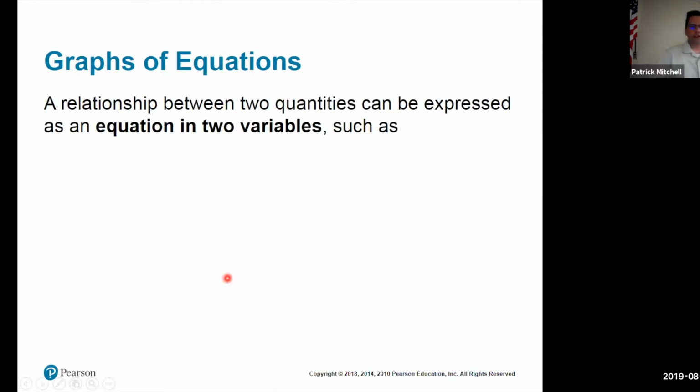Graphs of equations. So when you have an equation that has an x and a y in it, that usually describes a relationship between x and y. And you can draw a picture of that relationship. It's called a graph. You've seen this before. So for example, y equals 4 minus x squared is an equation that we can graph.